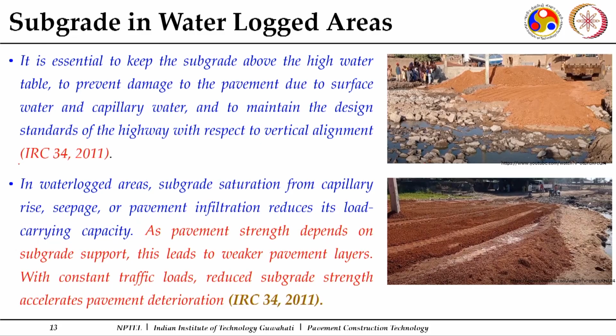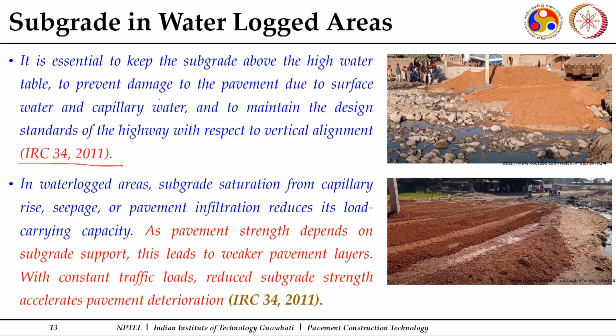It is always mentioned in all Codal specifications, because as soon as water enters your subgrade, it loses its strength. When it loses its strength, all layers resting on it, which ultimately transfer the load to the subgrade, will get distressed, and in flexible pavement that distress or undulation will ultimately get reflected on the top. So it is essential to keep the subgrade above the high water table to prevent damage to the pavement due to surface water and capillary water, because there will be a capillary rise, and so we need to have a capillary fringe.